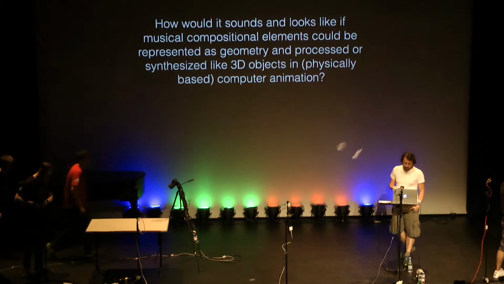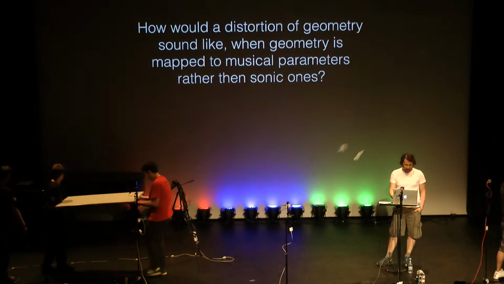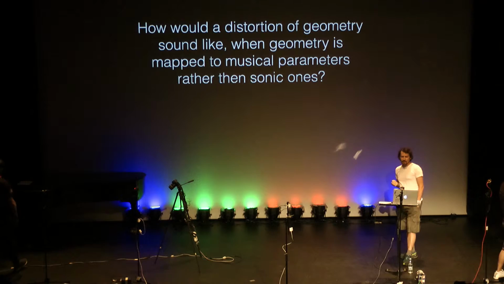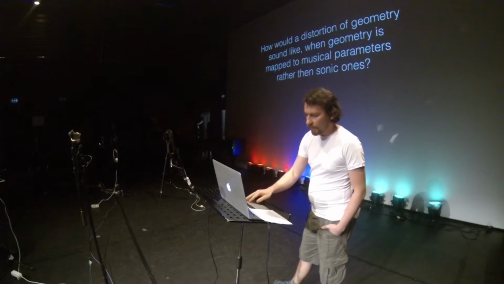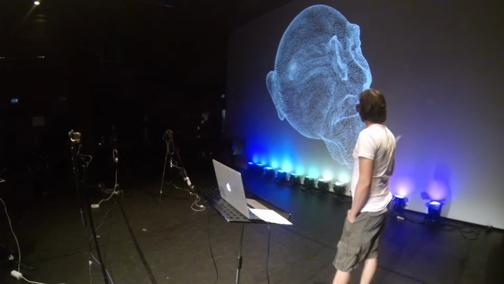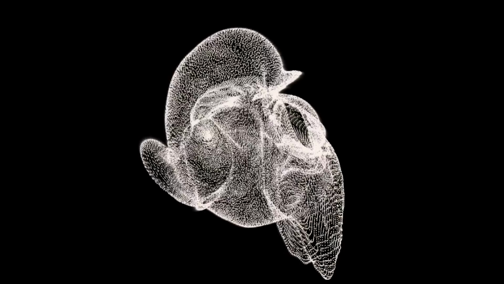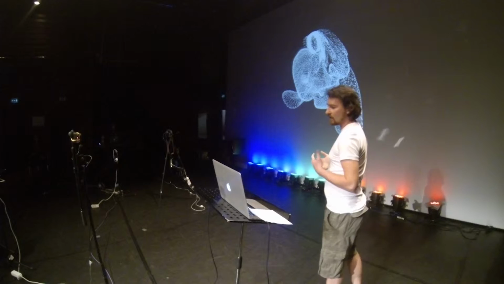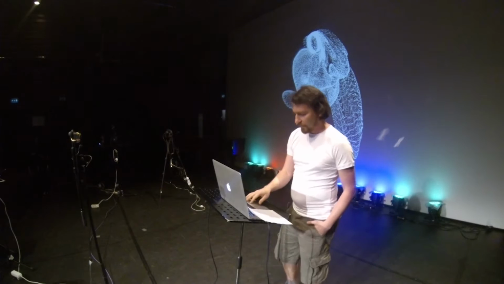So I decided to start with trying out how would a distortion of geometry sound when geometry is mapped to musical parameters rather than sonic ones. So for instance, if we have a geometry and we deform it, what I want to research here is how could that be translated into music? What musical parameters to map when I wish to just wrinkle up the music.